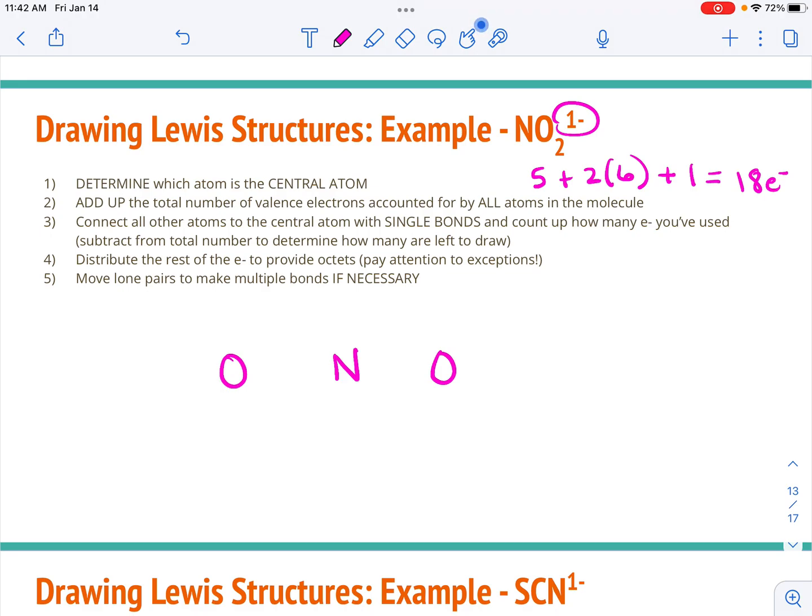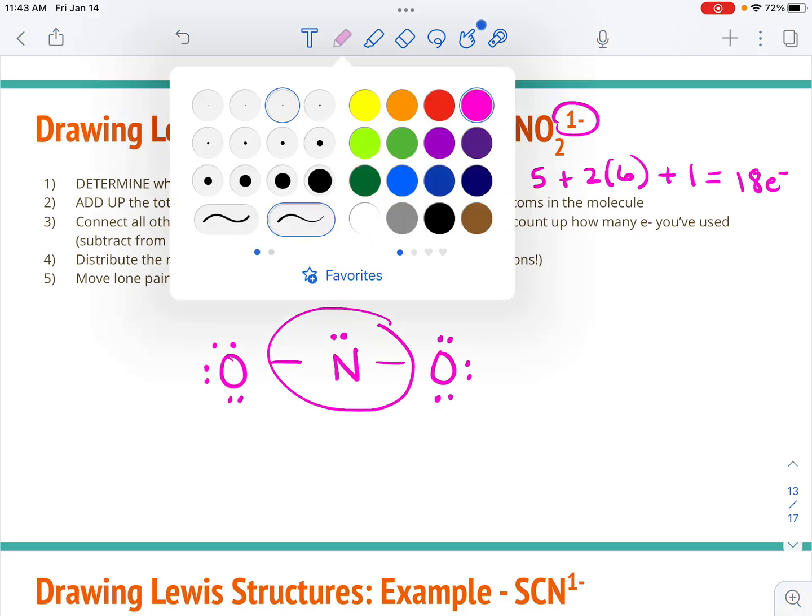I'm going to do the same pattern. Start with my central atom and single bonds. That accounts for 4. Go to your terminal atoms, 6, 8, 10, 12, 14, 16. I have 18 to draw, so I'm going to go ahead and put the other 2 on the center. Now I'm going to check my octets. I can see that the oxygens are okay, but the nitrogen is not. The nitrogen has only 6 electrons.